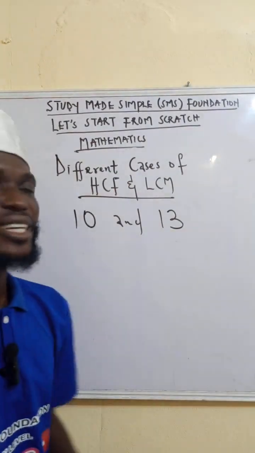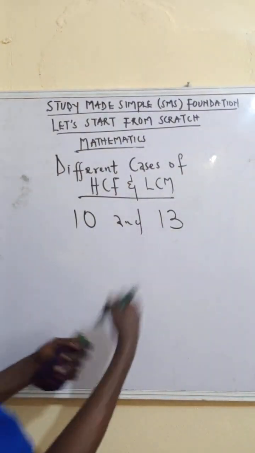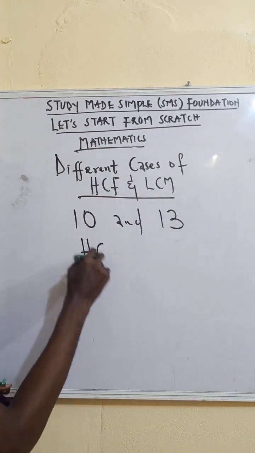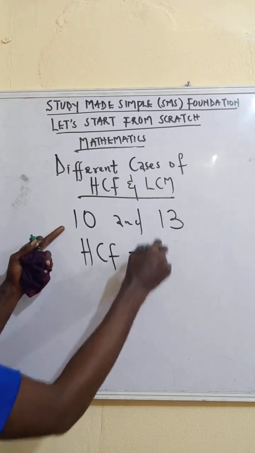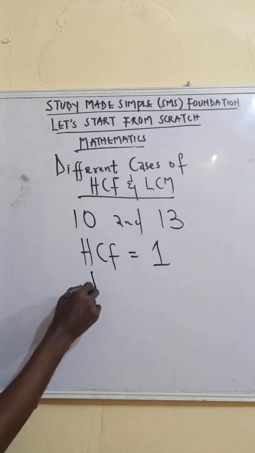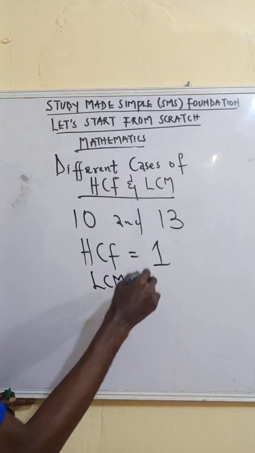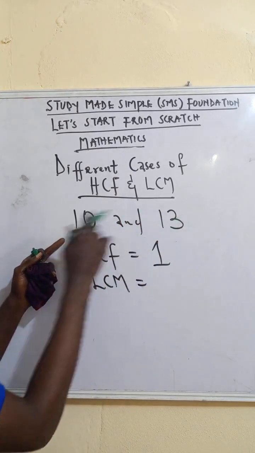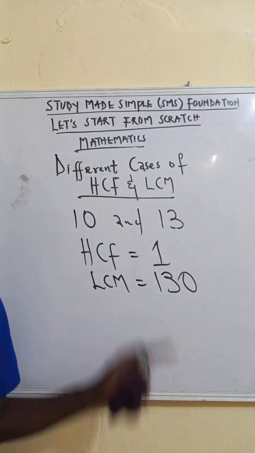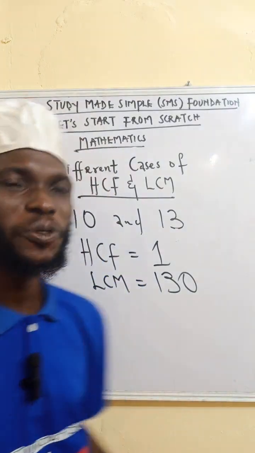So it means, in this case, if you have a case like this, the same thing goes for, okay, let me do this one first. HCF in this case is going to be 1, since it is only 1 that can divide both. And LCM will be equal to the product of the two, which is 10 times 13. That will be 130. So in these cases, you don't need to hold pen.